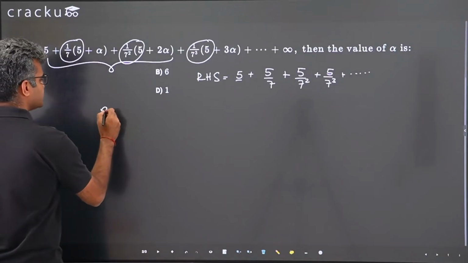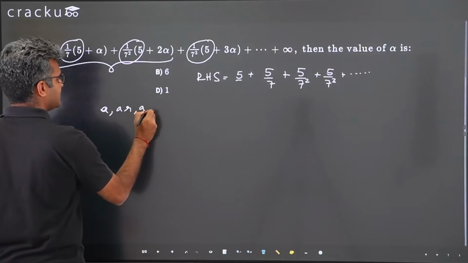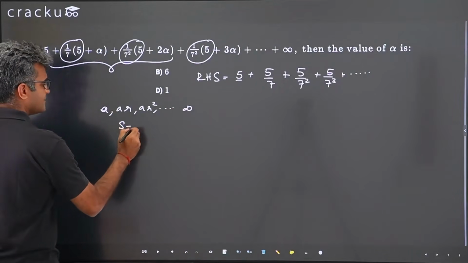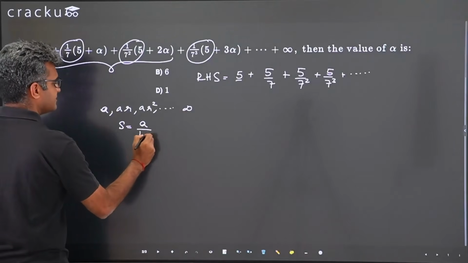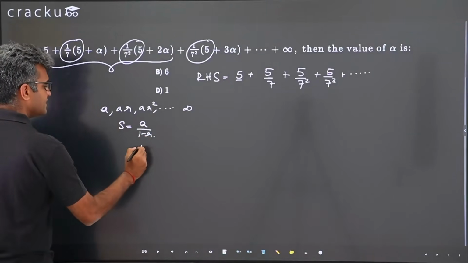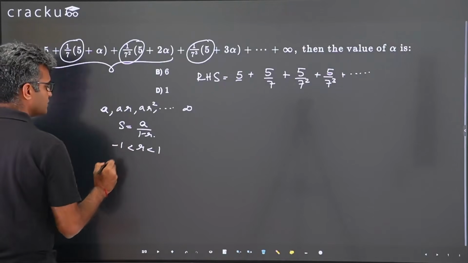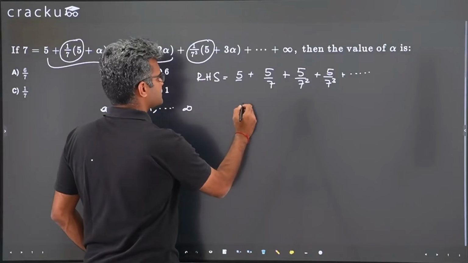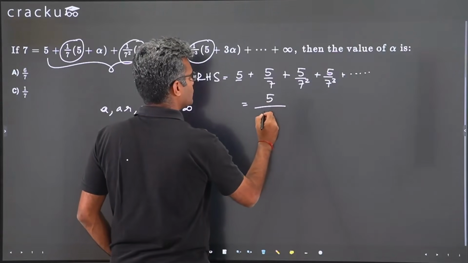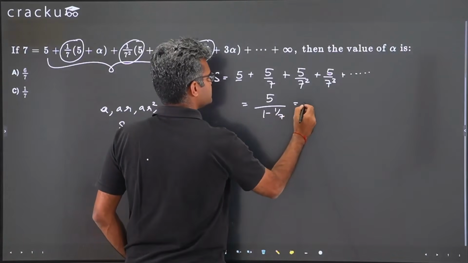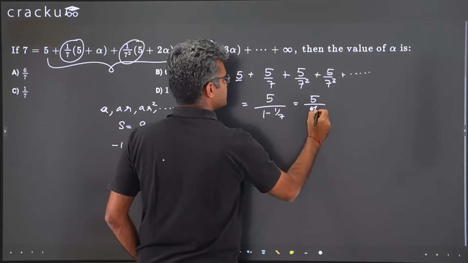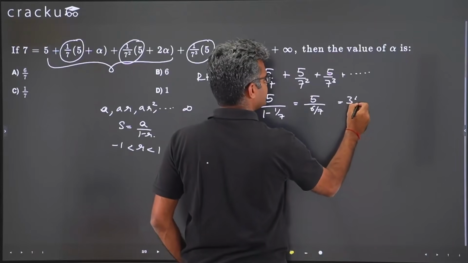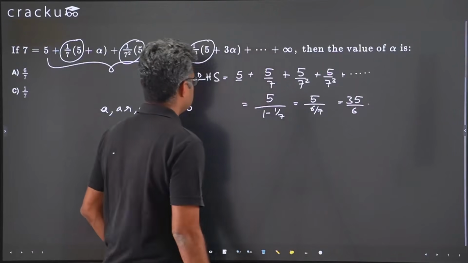If you have a geometric progression like this, which is A, AR, AR square and dot dot dot till infinity, the sum of this geometric progression is A divided by 1 minus R. This is only valid if R lies between 1 and minus 1. In this particular case, the first term is 5 and the common ratio is 1 by 7. So the sum is equal to 5 divided by 1 minus 1 by 7, which is equal to 5 divided by 6 by 7. This is equal to 35 divided by 6. This is the first term.